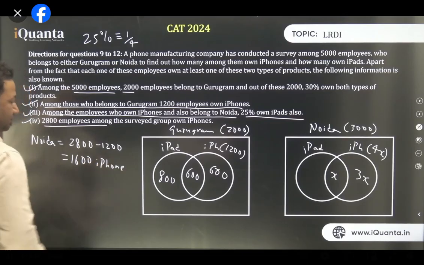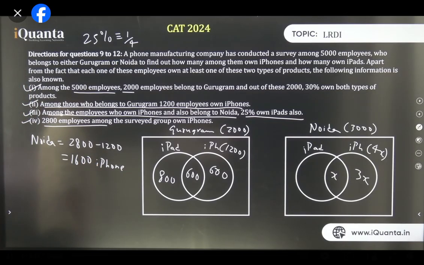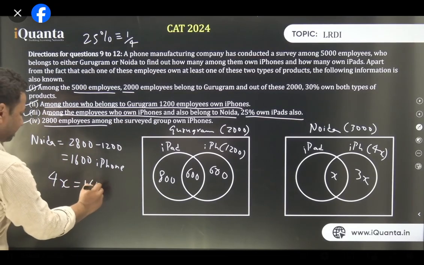Isn't it? Right? Yes, this is written correctly. So in Noida there are 1,600 iPhones. I think the problem is solved. Nothing is left now. So 4X is 1,600, which means X is 400.